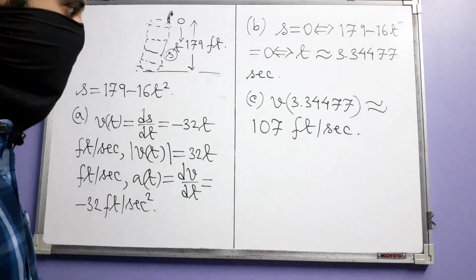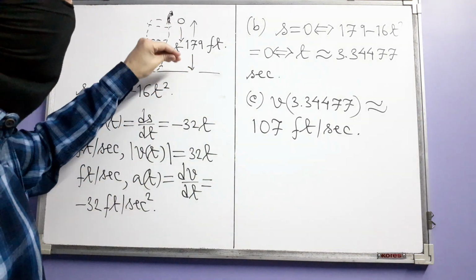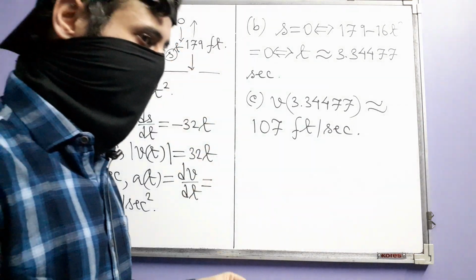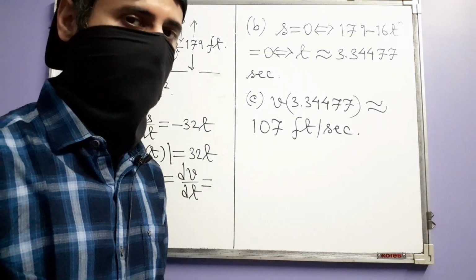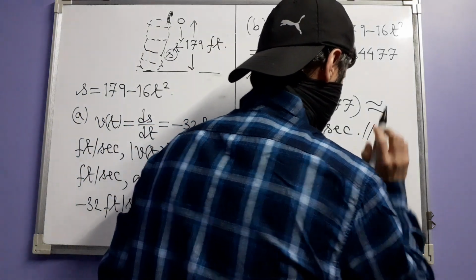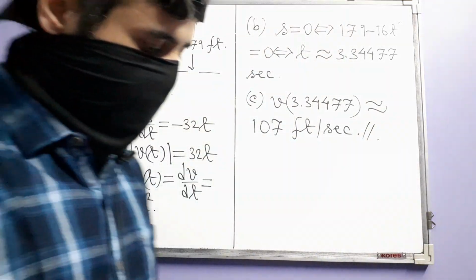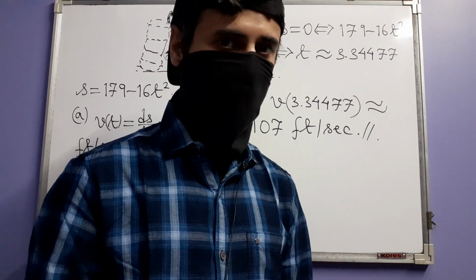So that's the high speed, and if this cannonball falls on someone's head, then it will hurt. Probably that person will die. But anyway, these were some problems on free fall of objects under the influence of gravity.